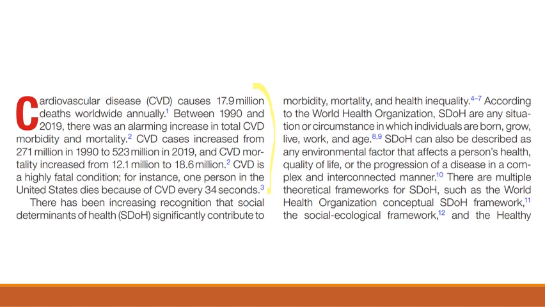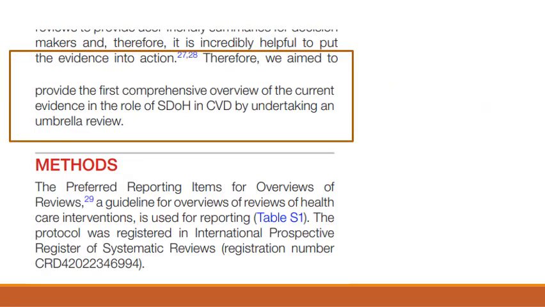Then it goes on and talks about the social determinants of health. It starts to define what they are, according to the World Health Organization. They are this, that, and the other thing. And then as you move on, it gets down to the last part of the introduction. And that last part of the introduction, typically the very last sentence, is where the authors tell you what the purpose of the study was.